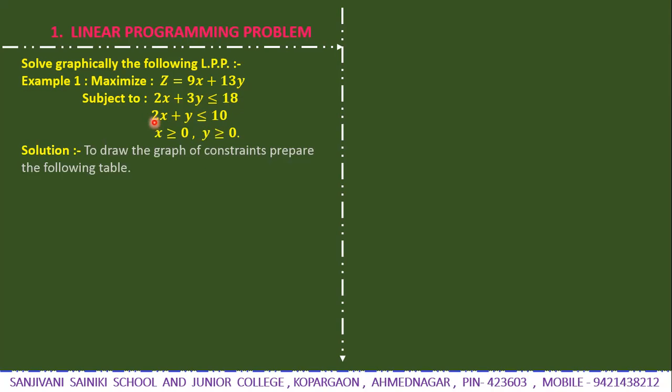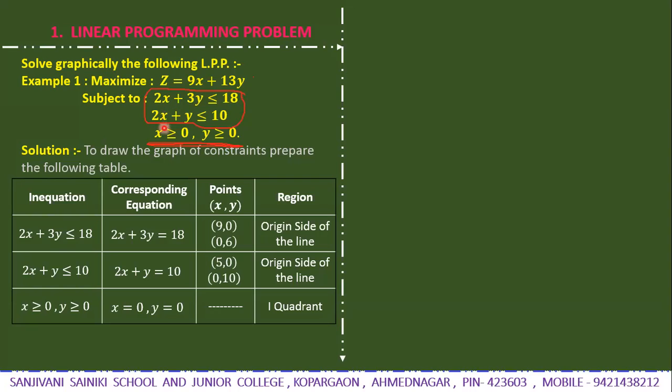It is very simple. To draw the graph of the constraints, we prepare the following table. Now you must know what the constraints are. These are the constraints and these are the non-negative restrictions. How to prepare the table? Just take the inequations, then the corresponding equation. For 2x plus 3y less than or equal to 18, I have written 2x plus 3y equals 18.